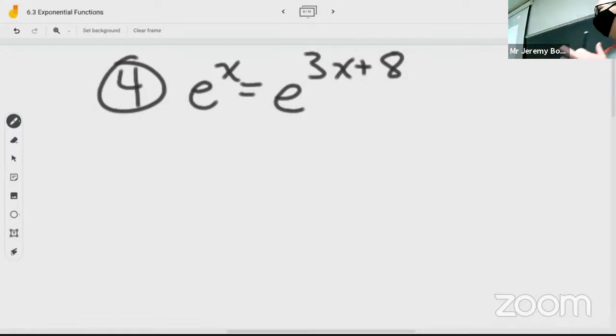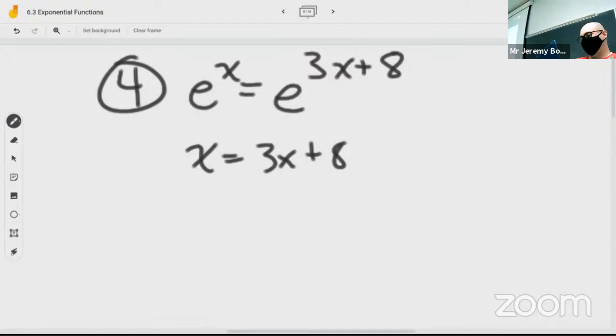Same concept as we did before, just the base here is e. But we have the same base already. Our base e on the left-hand side, and base e on the right-hand side. There's a single base raised to a power. So that means that their exponents are equal to each other. That means that x is equal to 3x plus 8.